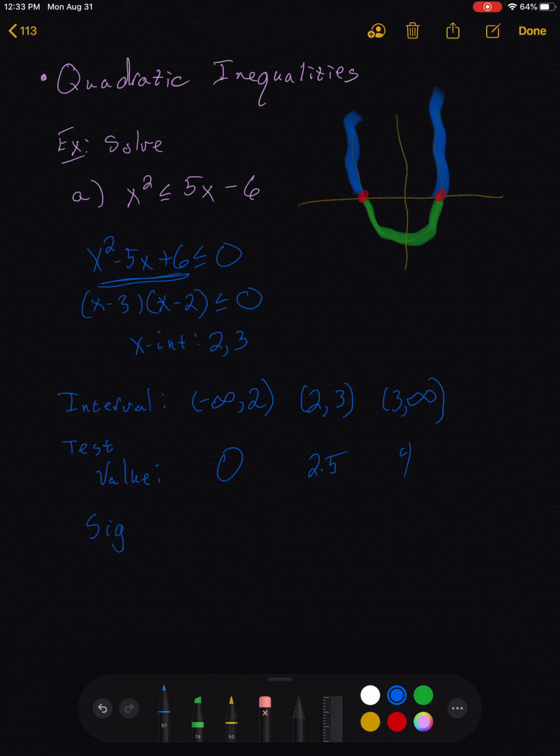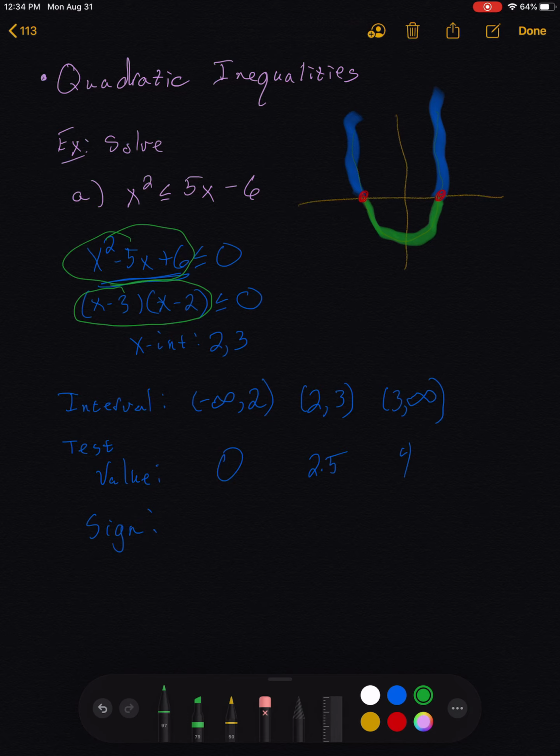All right, and what we need to do with those test values is determine the sign. And when I say sign, I again mean the sign of this expression here, x squared minus 5x plus 6. We're going to plug the test values we chose into that expression and see whether it's positive or negative. And we could use the factored form to do so. As a matter of fact, the factored form might be a little bit easier.